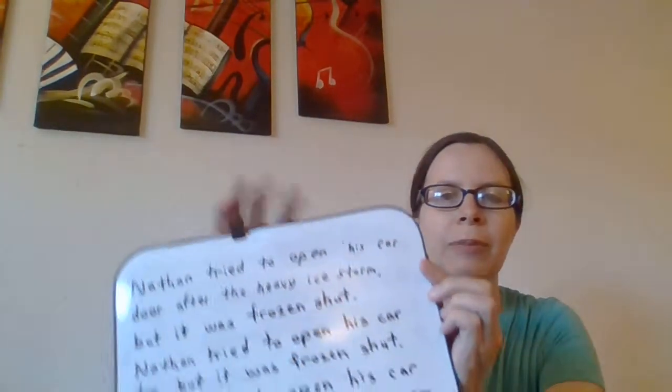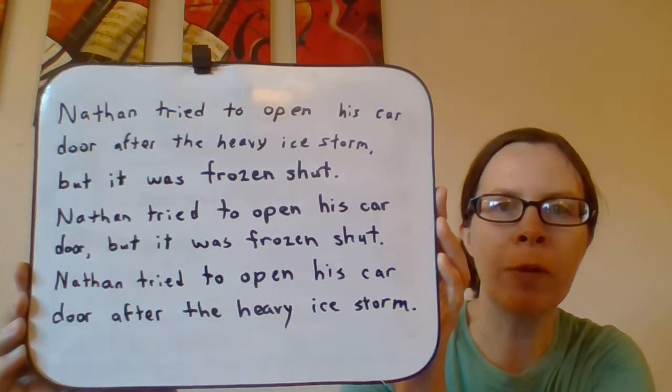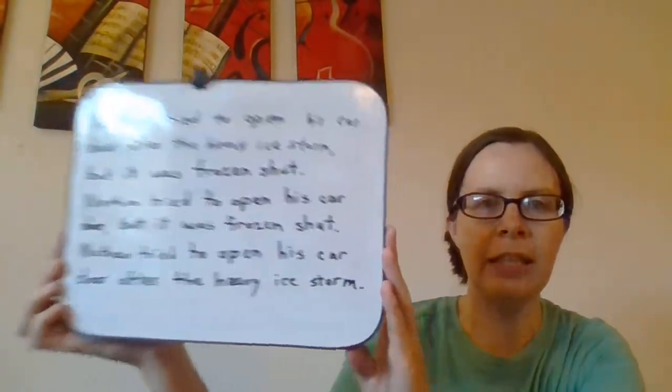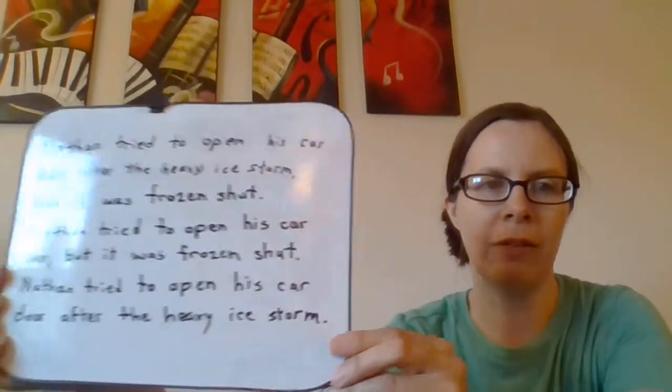All right, for section 2, I'm going to show you guys another one. This one says, Nathan tried to open his car door after the heavy ice storm, but it was frozen shut. Okay, so what is our dependent clause? I'm trying to get the shadows out of here for you guys. I don't know if I can this morning.